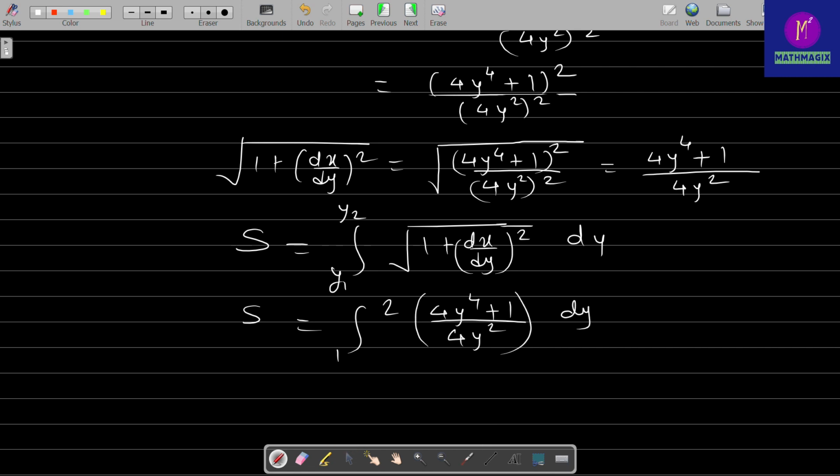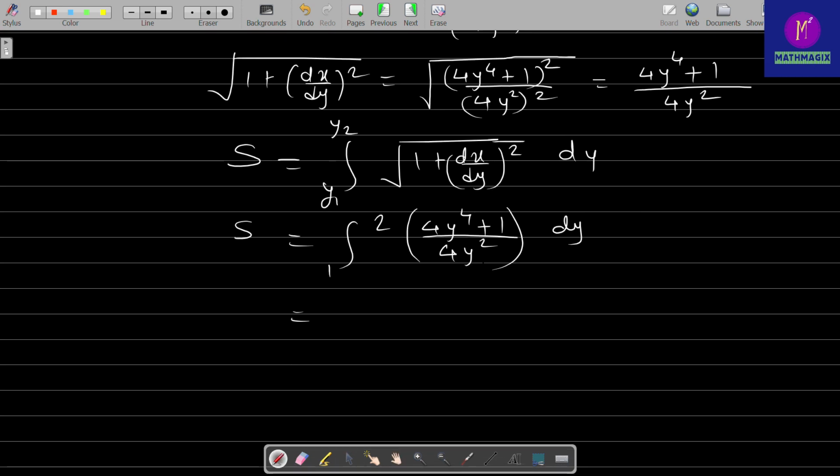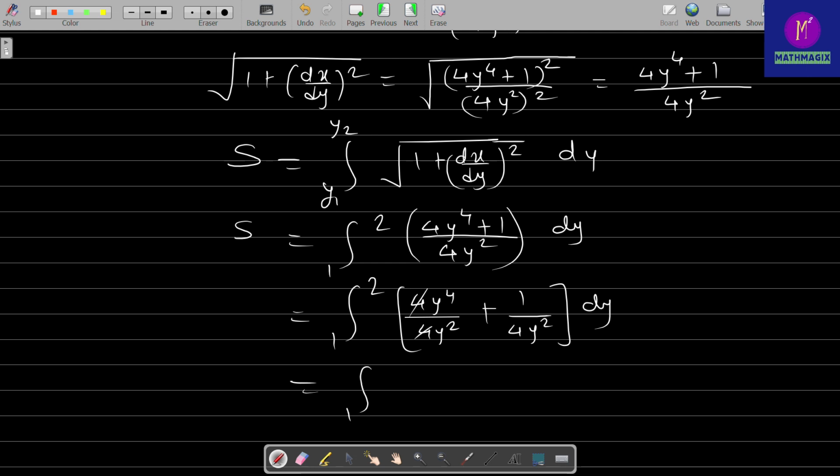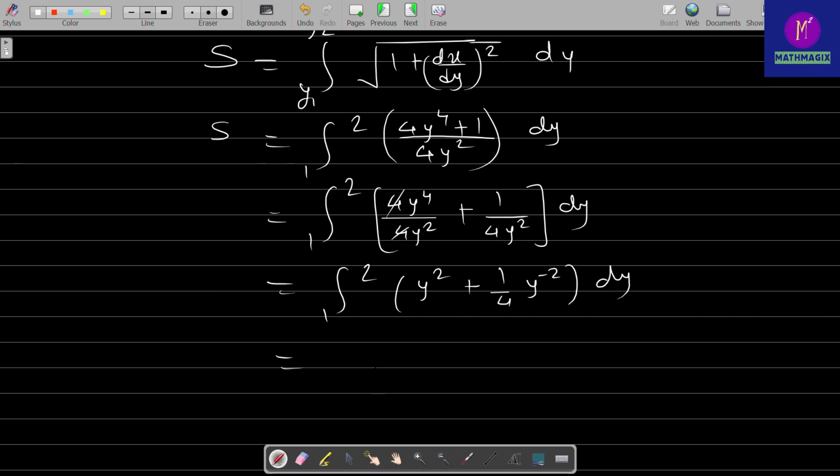We are just going to find out now the integration of this function. Before that, we will just separate the numerator. So we will get integration 1 to 2 of 4y^4 upon 4y^2 plus 1 upon 4y^2, dy. Here 4 gets cancelled, y^2 gets cancelled, and we will get in the numerator only y^2, and here this is 1/4 y^(-2) dy. Let us integrate it. This is a simple integration. So this is y^3/3 plus 1/4 is constant. Integration of y^(-2) is y^(-2+1), that is y^(-1) upon -1, with the limits as 1 to 2.